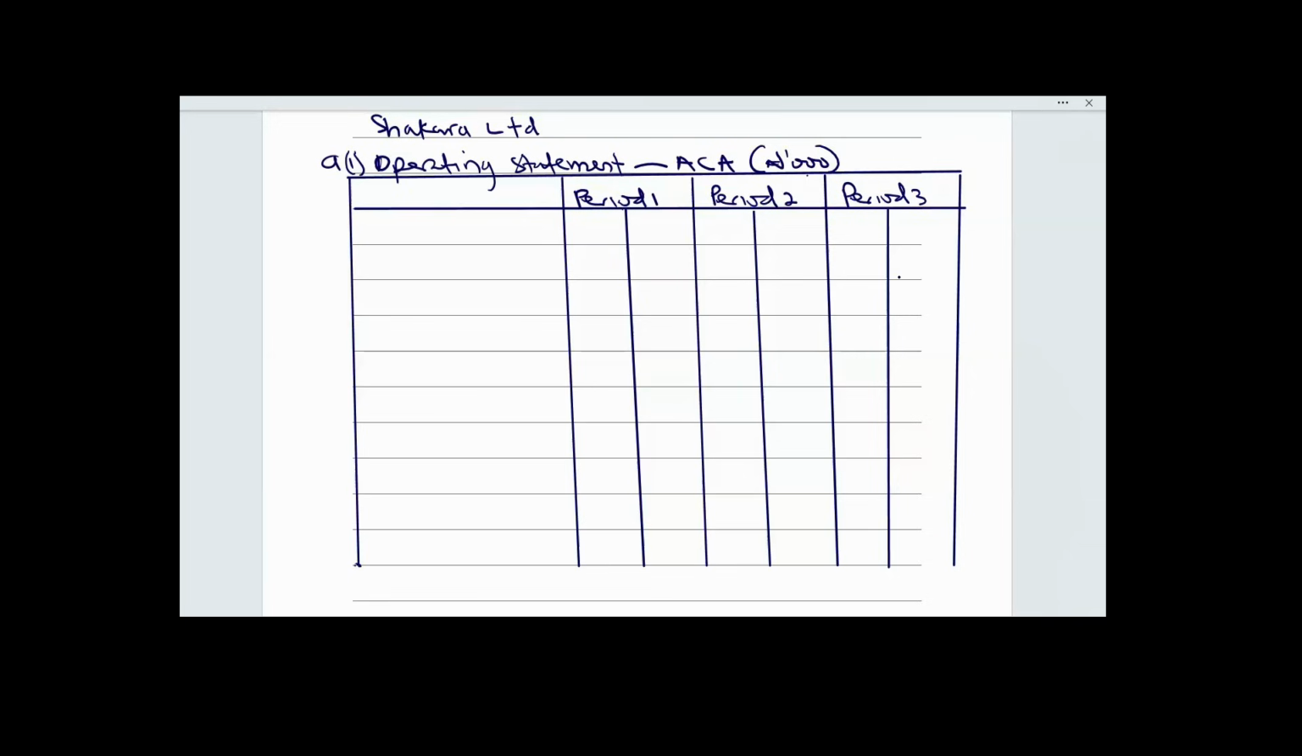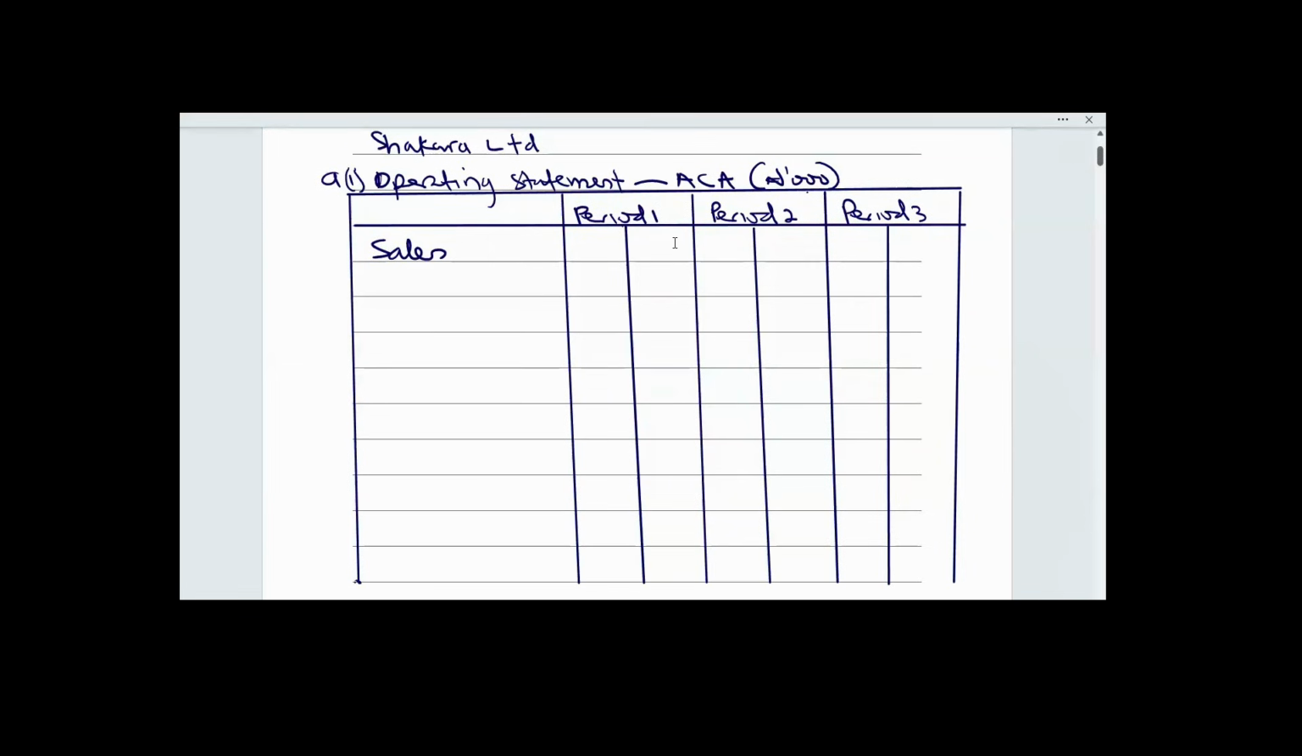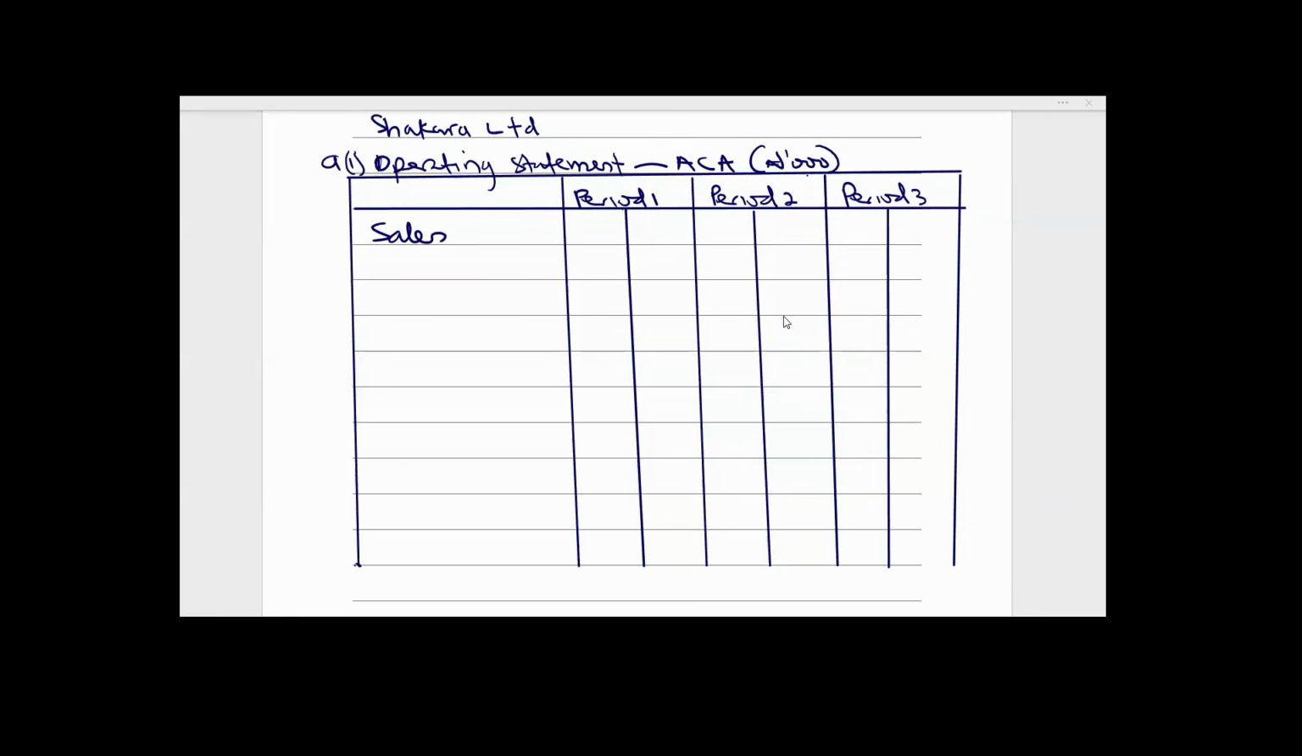Now, based on the format, the first item will be the sales value. So here will be sales. How do you determine the sales? Very simple. Just multiply the units sold with the selling price per unit. So in the first period, how many units were sold?